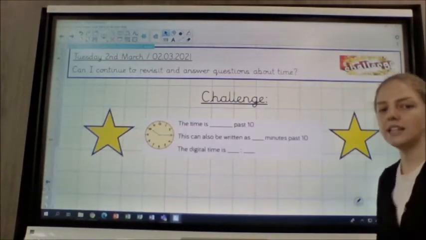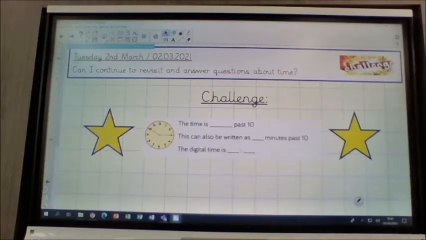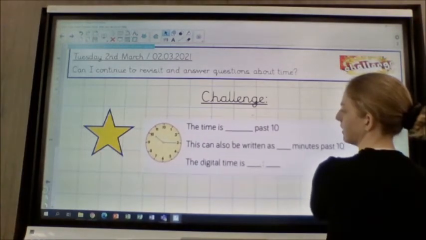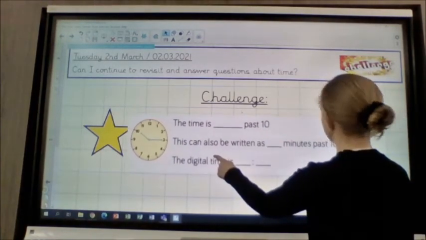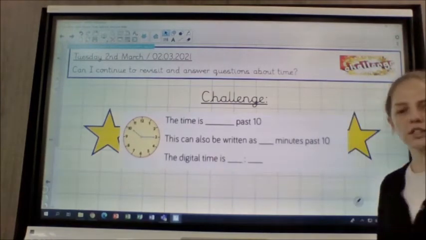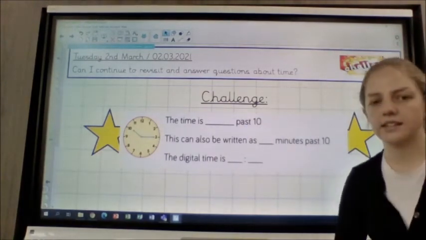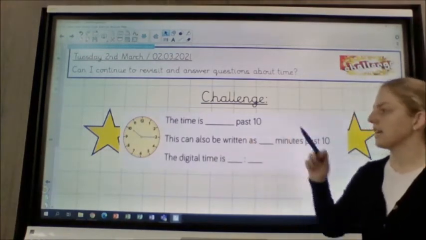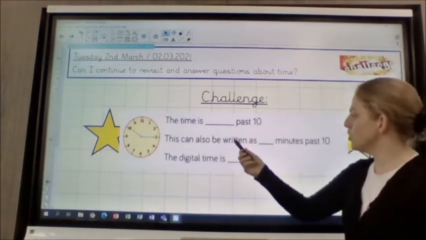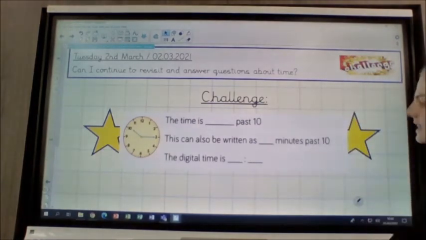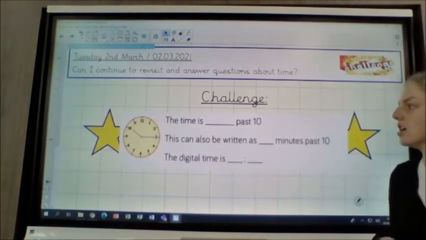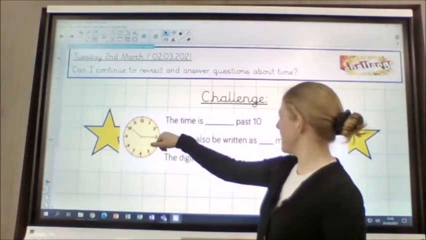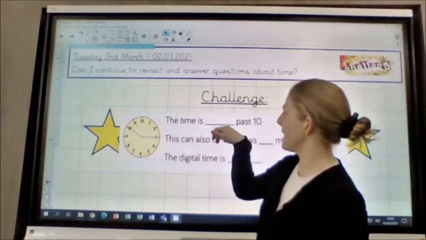Okay, so your challenge for today is to have a look at this clock. I don't know if you can see it, so I'm going to make it a little bit bigger. Okay. So you've just got to finish these sentences. So you've got your clock there with your clock face. It's saying the time is something past 10. This can also be written as something minutes past 10. The digital time is. So you need to look. We know that it's 10 something, but it's not 10. The time is 3 past 10.